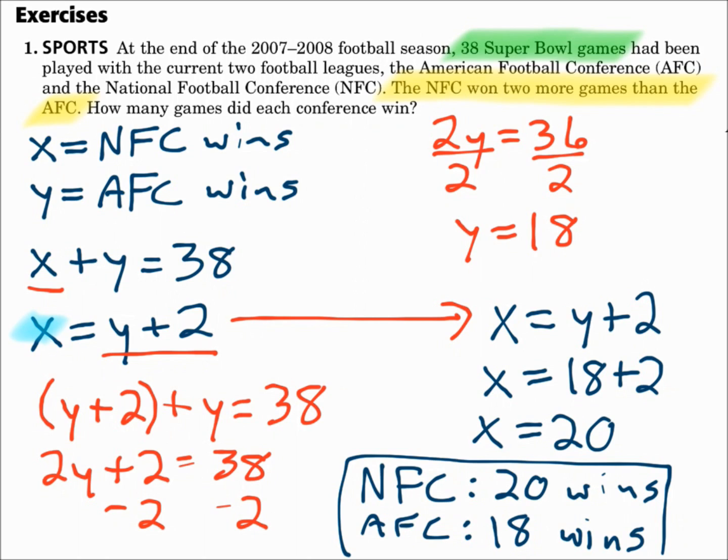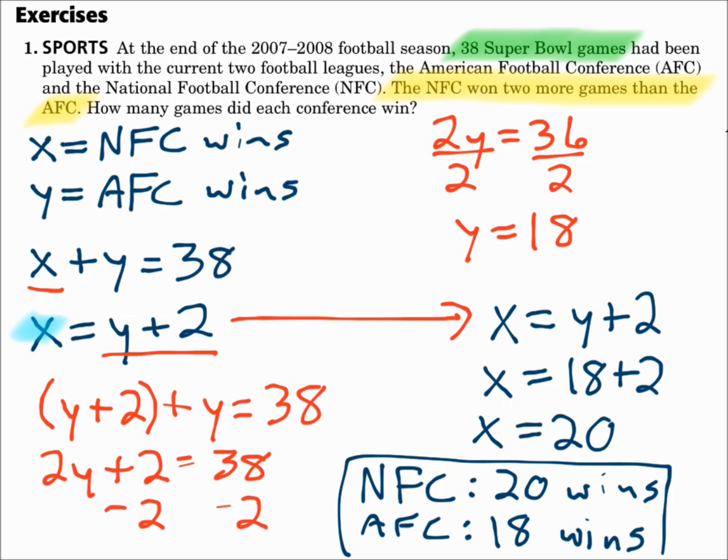So when you substitute, start by finding a variable with coefficient 1, solve for that variable. Then substitute that result into the other equation and solve it. At that point, you have a value for one of the variables. Substitute that value into either equation and solve for the other variable.